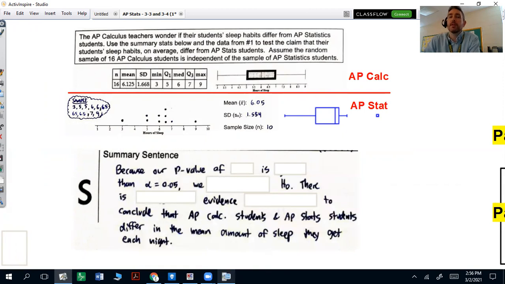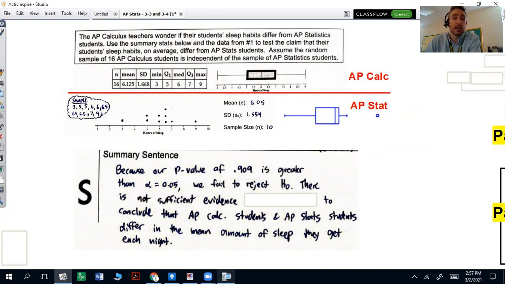Well, let's think of this template here. Our p-value, what was our p-value? 0.909 is greater than alpha. So what do we do when it's greater? We fail to reject the null. We reject it when it's smaller. We fail to reject when it's greater.